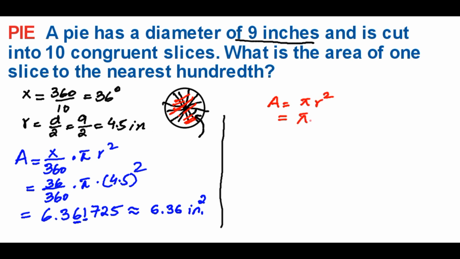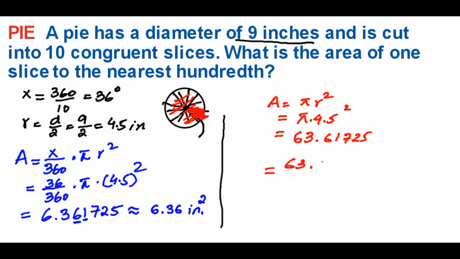So pi times 4.5 squared. Pi times 4.5 squared is 63.61725. Now that is the area of this whole circle. We need one of them. So to find the area of just one of those sectors, like this one, we need to divide that area of the whole circle by 10.